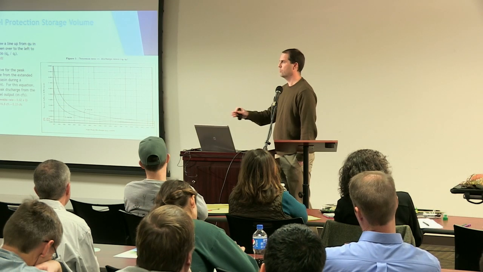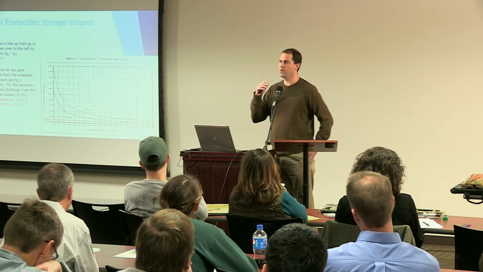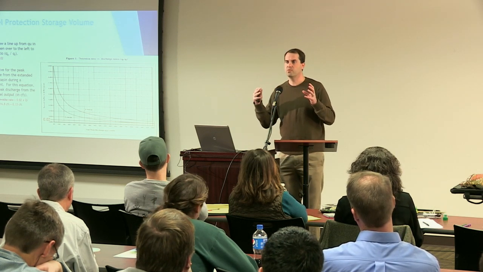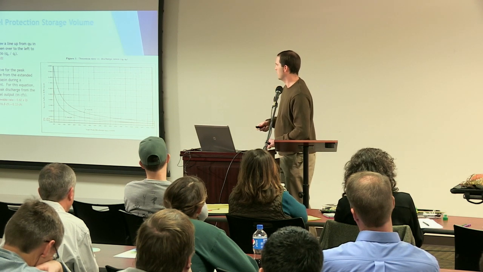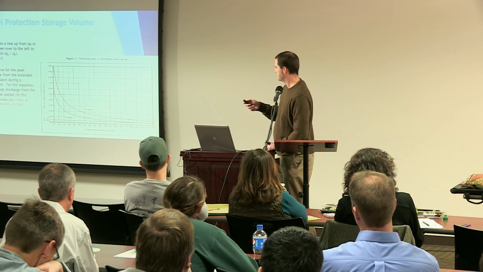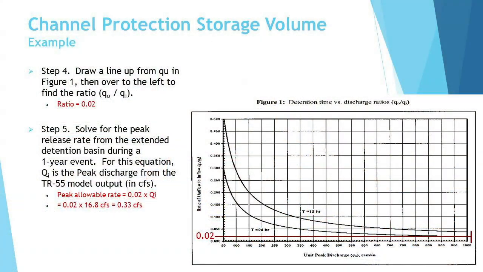And that makes some sense. We're looking for a 24-hour drawdown time. We get this big pulse of a storm that's 2.5 inches of rain, and then it's going to slowly draw that down over a 24 to 48 hour period. So we simply take that ratio times our peak rate of inflow, so we find our peak allowable outflow rate is 0.33 CFS, so a pretty small outflow rate.